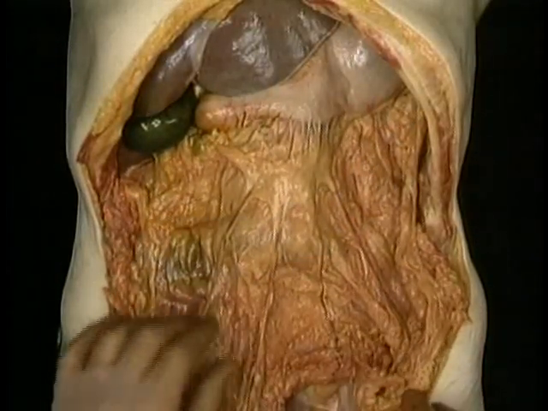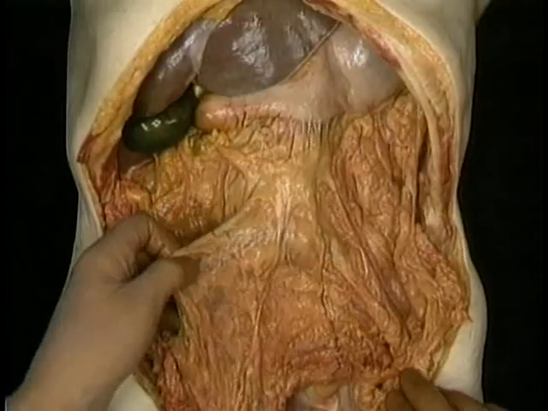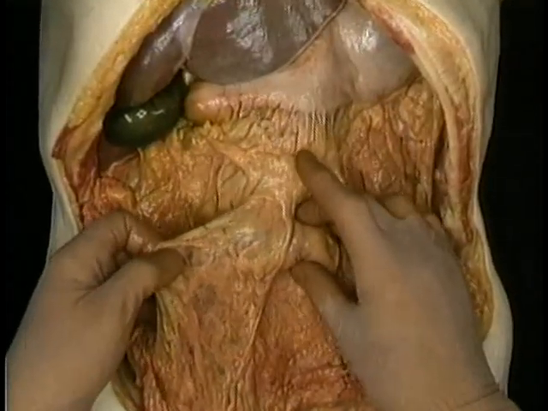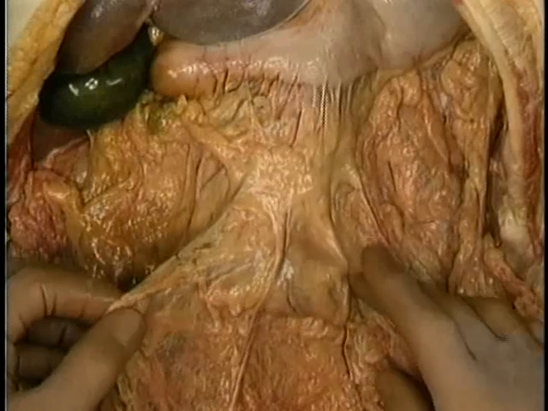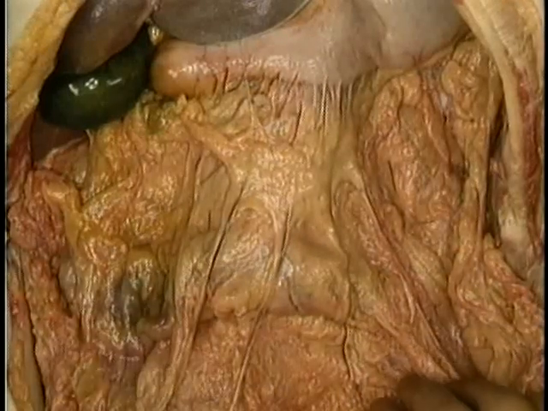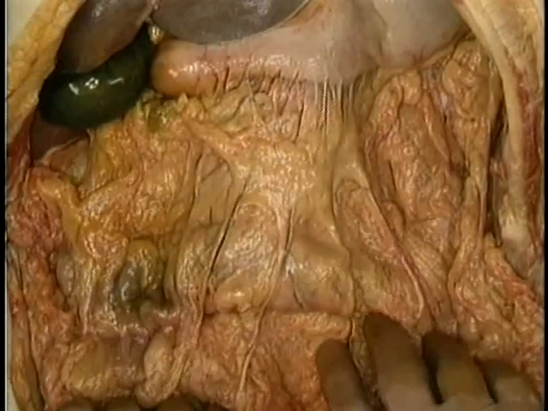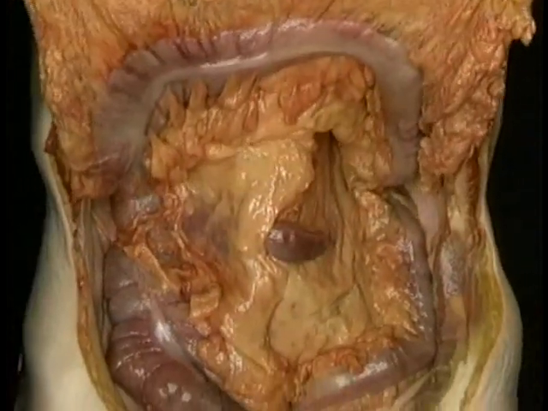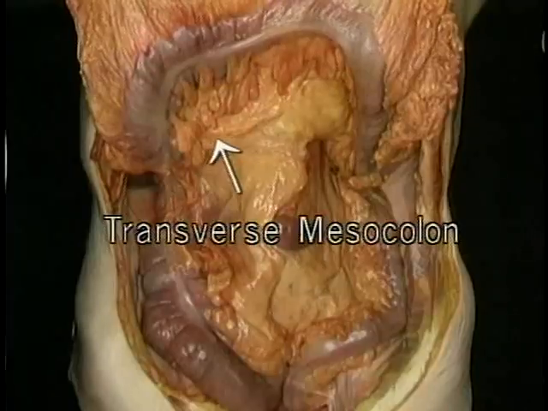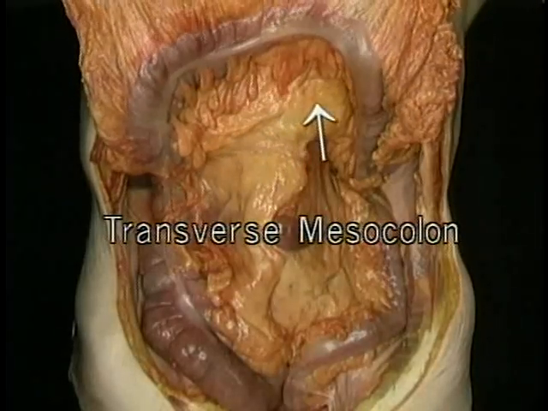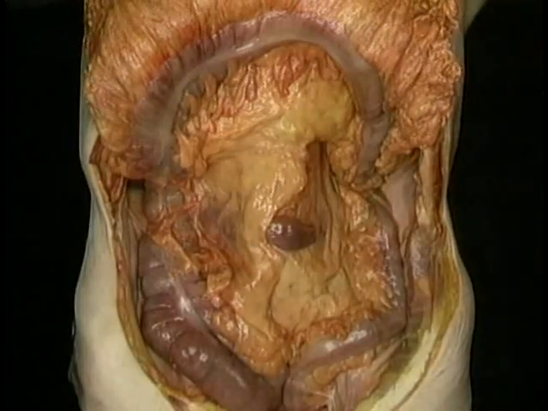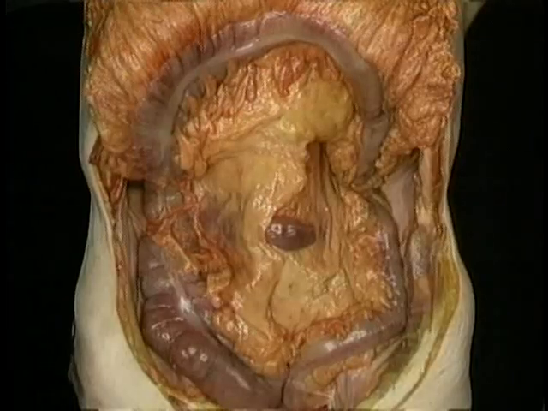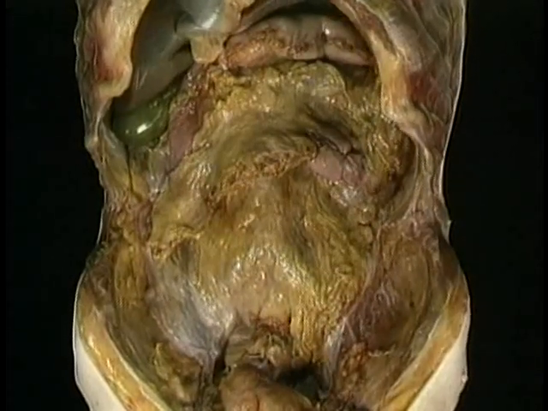In its natural location, it's partly hidden by the greater omentum that clings to its anterior surface. The omentum isn't the real attachment of the transverse colon, it's only loosely adherent to it. The real attachment of the transverse colon, which we can see when we pull it upwards, is this double sheet of peritoneum, the transverse mesocolon. We'll take the transverse colon out of the picture to see its attachment.